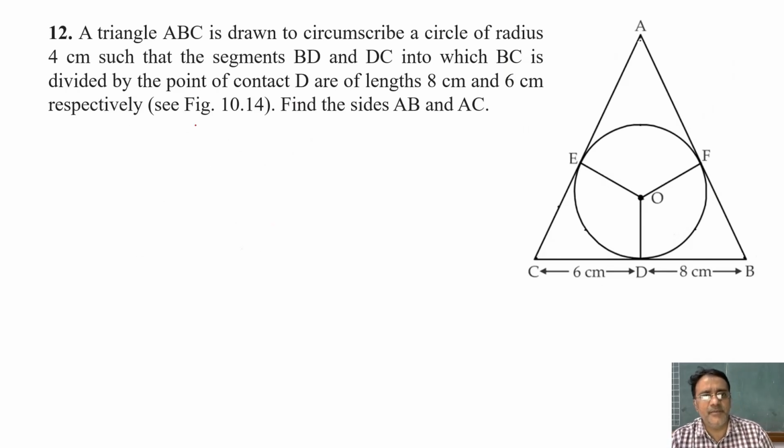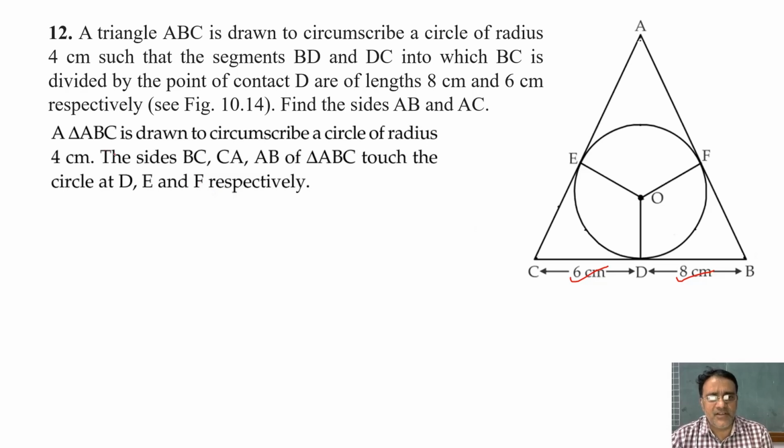A triangle ABC is drawn to circumscribe a circle of radius 4 cm such that the segments BD and DC, into which BC is divided by the point of contact D, are of length 8 cm and 6 cm respectively. See this one, 6 cm, 8 cm. Find the sides AB and AC.